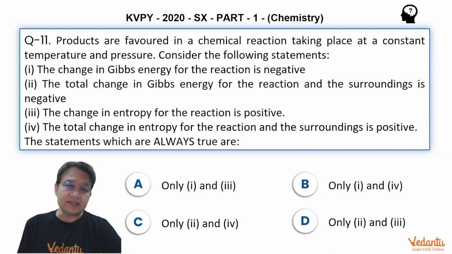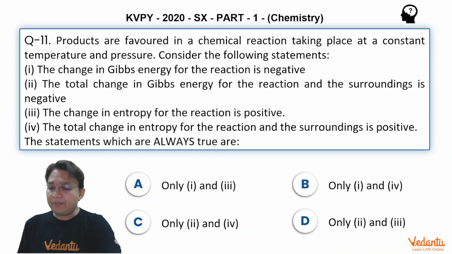They are asking this. Change in Gibbs energy for the reaction is negative. The total change in the Gibbs energy for the reaction and the surrounding is negative. Change in entropy of the reaction is positive, and the total change in entropy of the reaction and surrounding is positive. So these are the four different statements. The examiner is trying to confuse you, to see the depth of your knowledge.